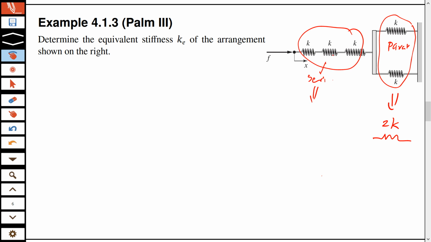यहाँ पे क्या है इन तीनों में, because these three are in series, so हम यहाँ पे वो फार्मूला लगाएंगे कि 1 over Ke is 1 over k plus 1 over k plus 1 over k, और इसका आउटकम ये होगा कि this will be 1/3 of k.